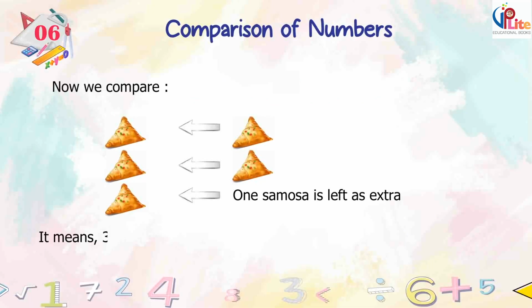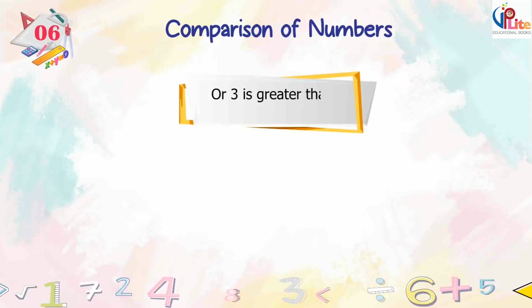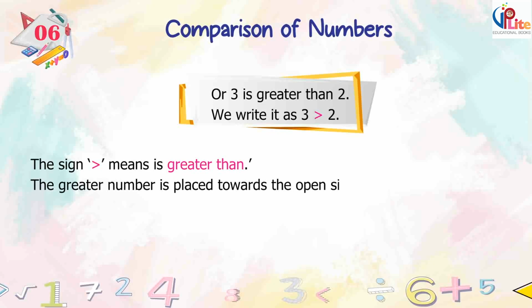It means 3 samosas are greater than 2 samosas. Or 3 is greater than 2. We write it as 3 > 2. The sign means is greater than. The greater number is placed towards the open side of the symbol.